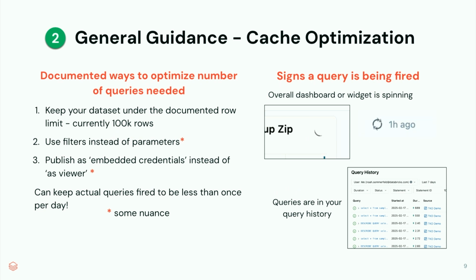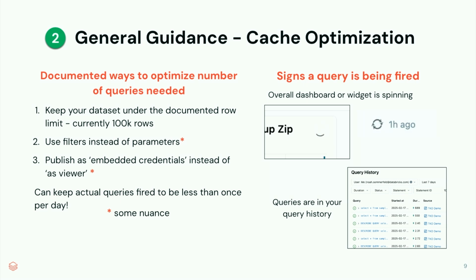One is keep the data set under the documented limit. That's 100,000 records currently. If the data set's under 100,000 records, it can be in the browser cache, and it can be very snappy. The second is use filters rather than parameters. Parameters will always fire a query to DB-SQL when you change them, whereas filters are able to be transformed locally. And then the third point, for some technical reasons I'll get into, if you can publish the dashboard with embedded credentials, that is, use the dashboard author's credentials for the data access, that's a much better experience, or much more likely to be able to invoke caches than publish as viewer.